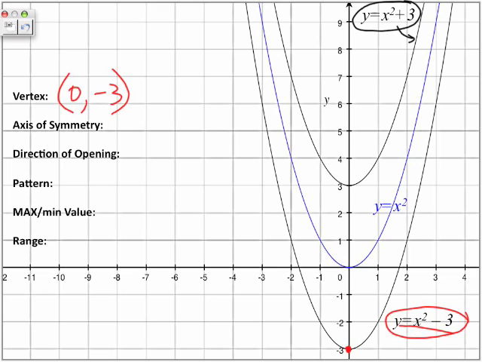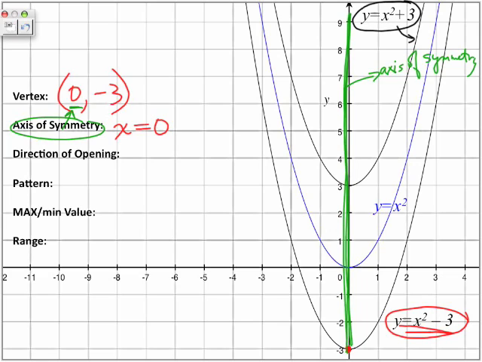The axis of symmetry is pretty much where we can place our mirror so that we will be able to get a reflection of the parabola. Here is our axis of symmetry. Where is that axis of symmetry for this parabola? That is at x is equal to 0. Remember that if we take the information from our vertex, our axis of symmetry can be obtained from the x value of the vertex.